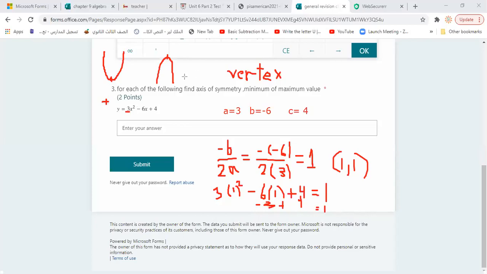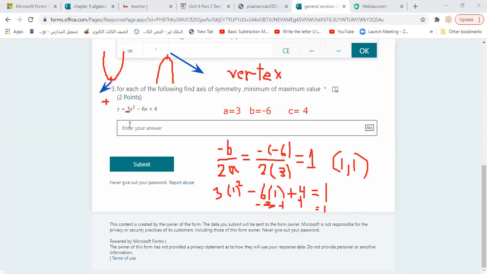Then again, in case the coefficient before x to the power of 2, or a, is more than 0, which means it will be positive, the parabola will be upward, and we have a minimum value, right? But if it's negative, the parabola will be downward, and we have a maximum value. So for this question here, I have a minimum or a maximum value.